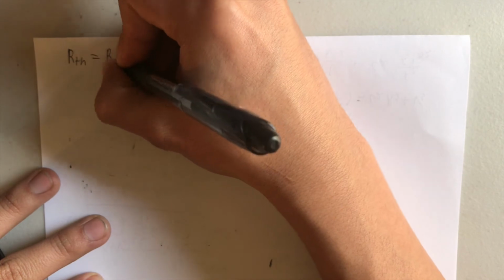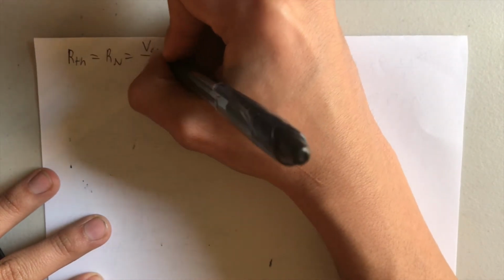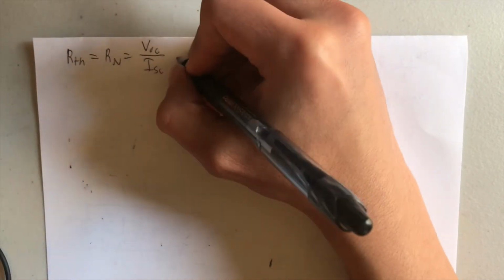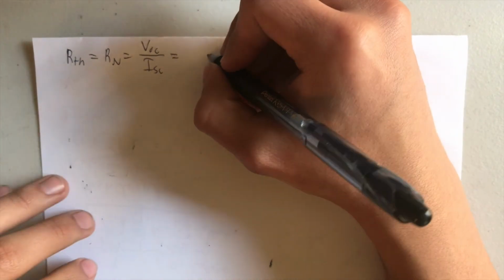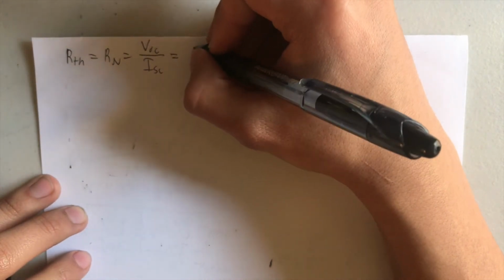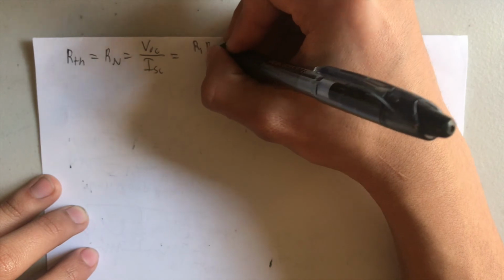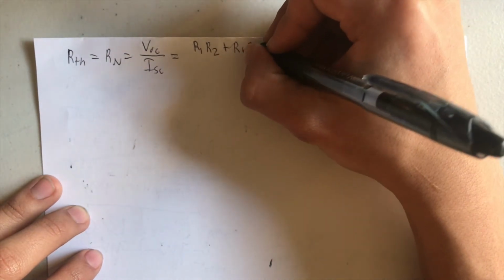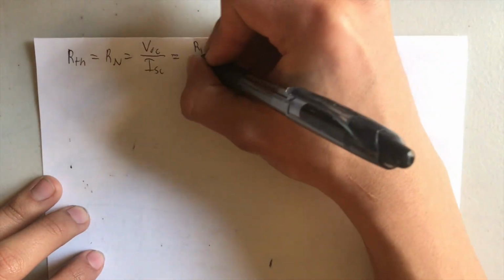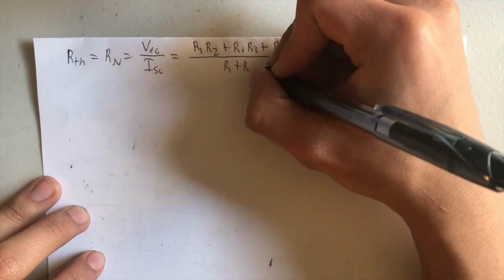Now to find the Thevenin and Norton equivalent resistance, we take the ratio of the open circuit voltage over the short circuit current coming out, and we get that our Thevenin and our Norton are equal to R1 R2 plus R1 R3 plus R2 R3 over R1 plus R2.